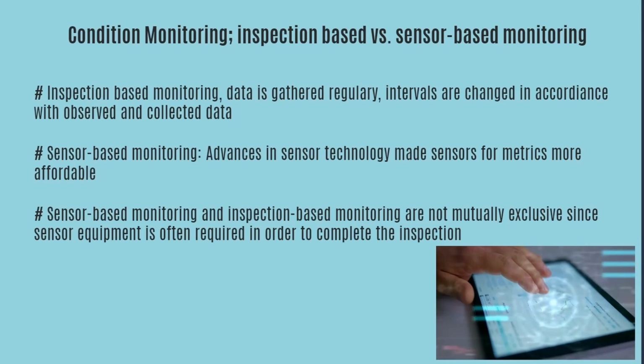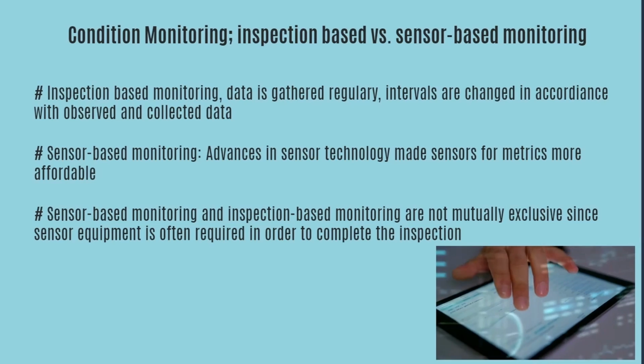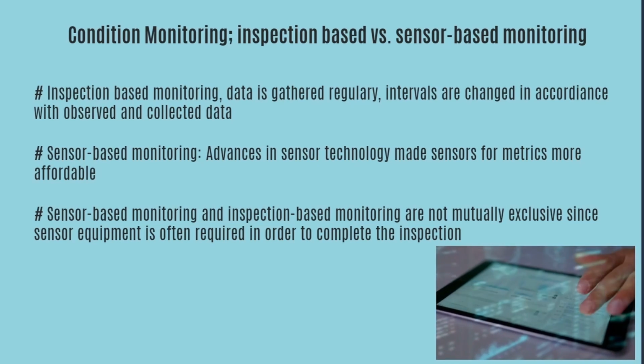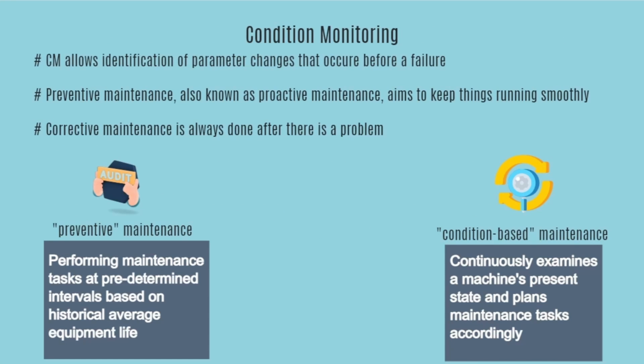When compared to inspection-based monitoring, the quantity of data obtained is much more, since inspection-based monitoring is only a periodic snapshot of the conditional state of a machine. Although condition monitoring can be used to predict failures, condition monitoring alone cannot be considered predictive because it only allows for the identification of parameter changes that occur before a failure.